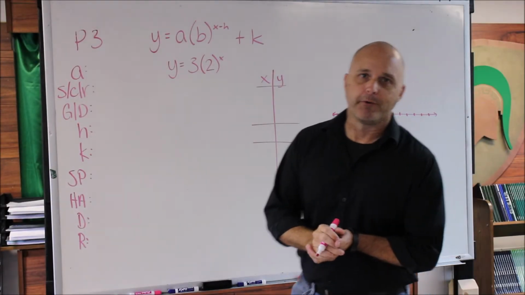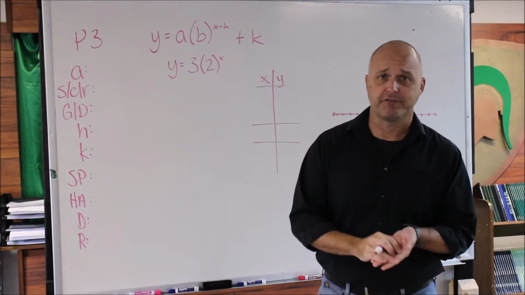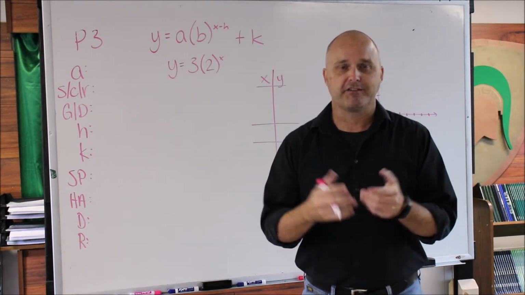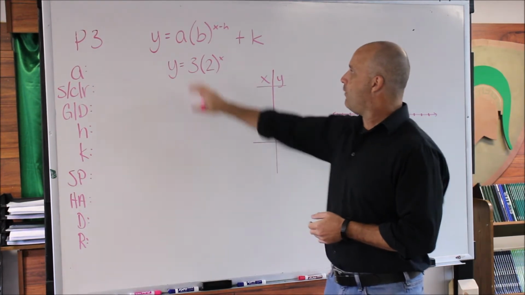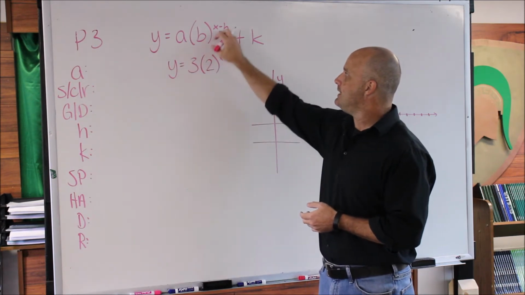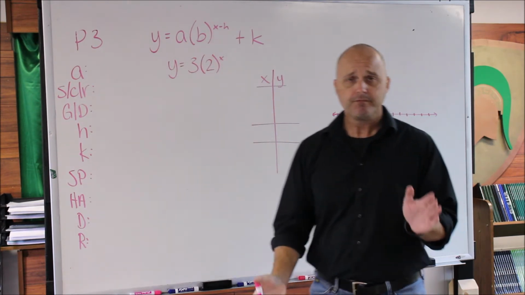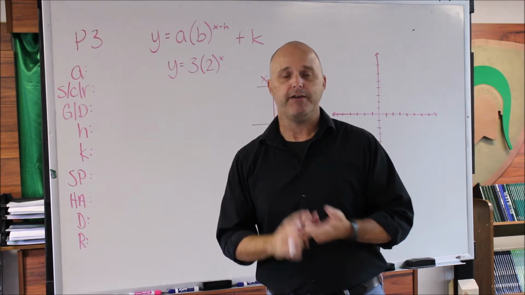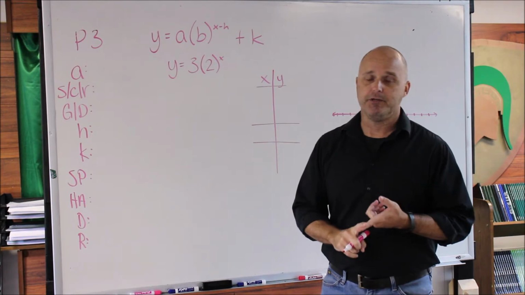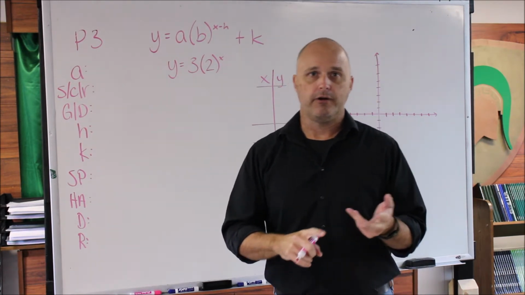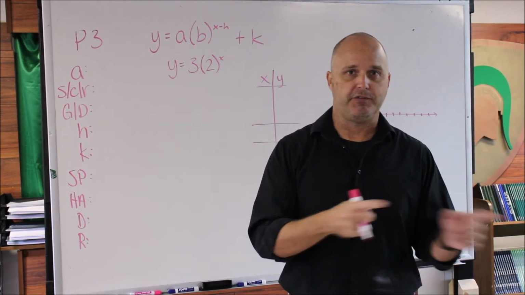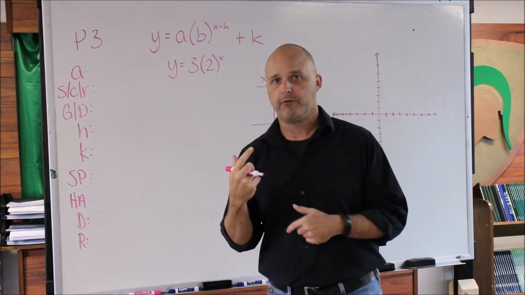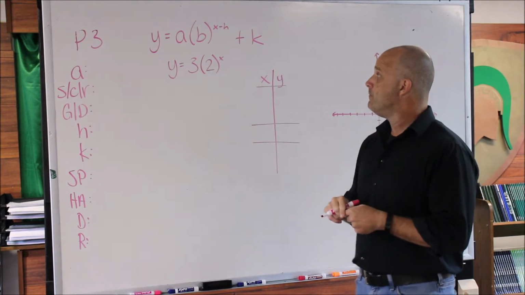For problem number 3, we're going back to our general or vertex form of an equation. But this time we're looking at it in terms of an exponential model. So we've got y equals a times b to the x minus h plus k. Now, the only new thing that you're being introduced to here is the b value. a is still going to be your stretch, compress, reflect. Your h value is still going to represent your horizontal movement, left or right, and your k value is still going to represent your vertical movement, up or down.